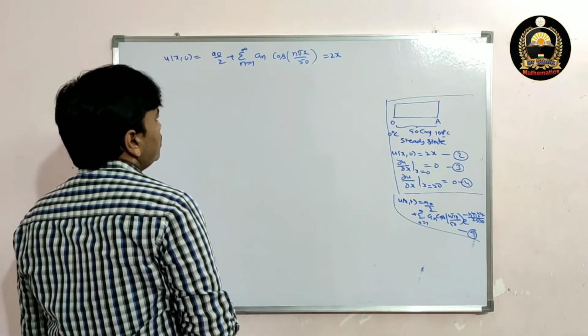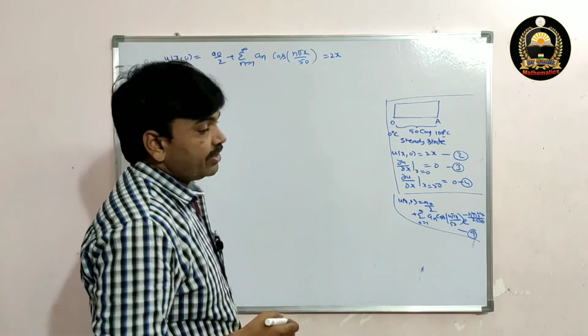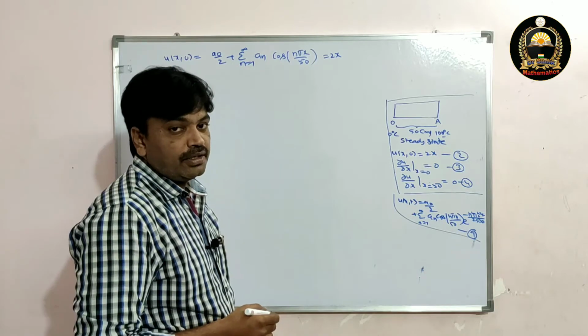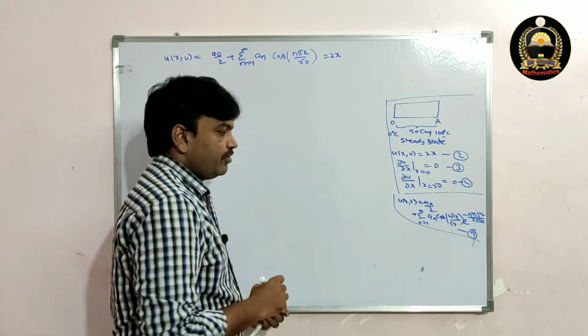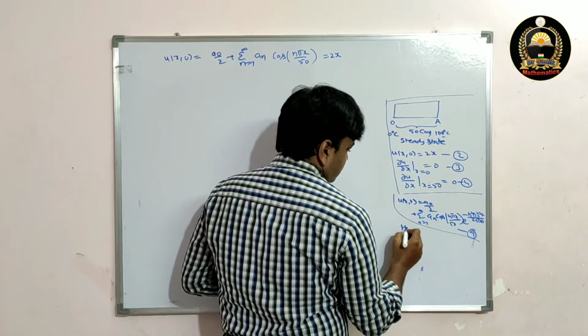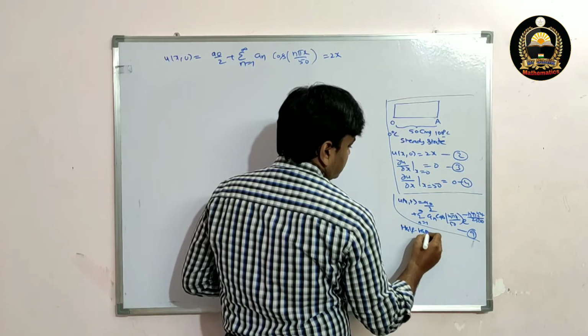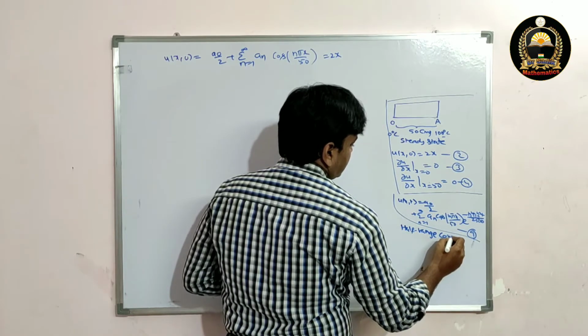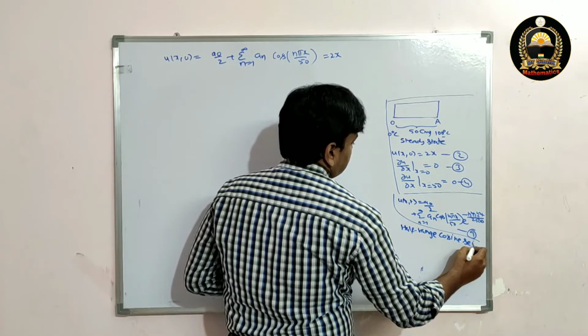Now, students, it's a half range cosine series. What, students? Half range cosine series.